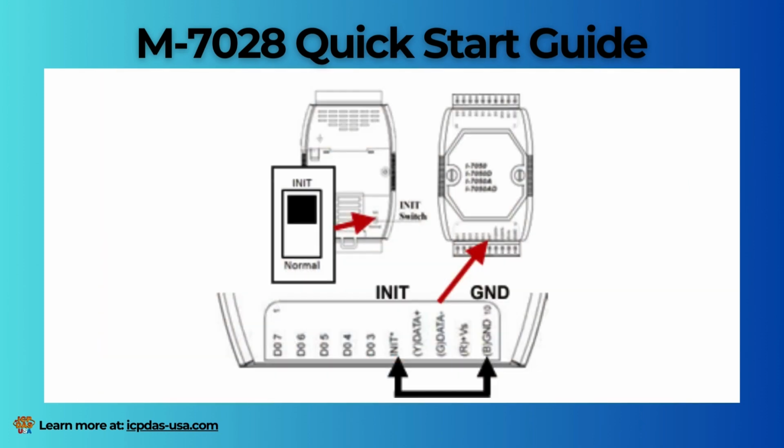For the setup, the first thing you're going to want to do is switch your module into the INIT mode. Before you can configure the module, please ensure that the switch has been moved to the INIT position or connect the INIT pin to the GND pin. Then power on the module to access the configuration mode.